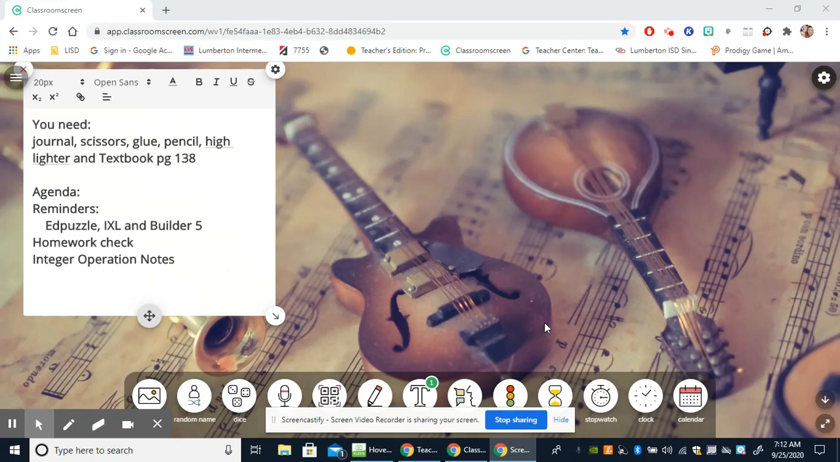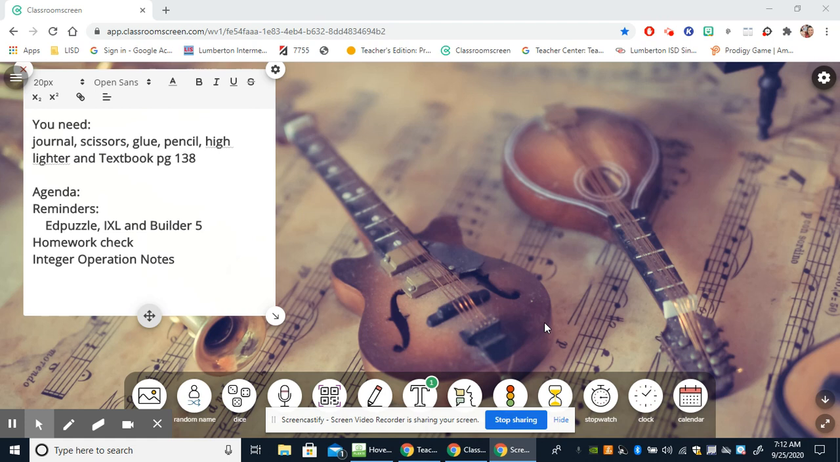Today we're going to be going over 5.4, which is applying adding and subtraction of integers. So on the board is what you need. You need your journal, scissors, glue, pencil, highlighter, and you also need your textbook. So make sure you tear out page 138 in your textbook very carefully, okay? Because we'll be using those in our journal for notes.